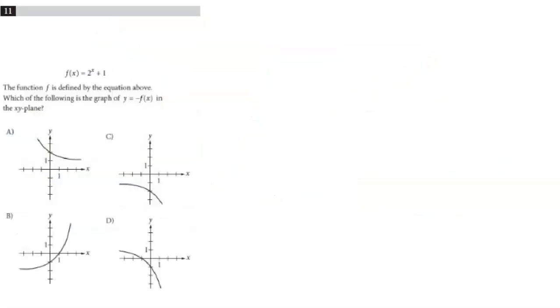Number 11, looks like we have a function and some graphs. The function f, and it's kind of blurry, I apologize for that, but the function f is defined by the equation above. So let me just rewrite this. I like to use y. y equals 2 to the x power plus 1. So we know that this is an exponential function, all right? And all exponential functions start slow and go faster and faster.